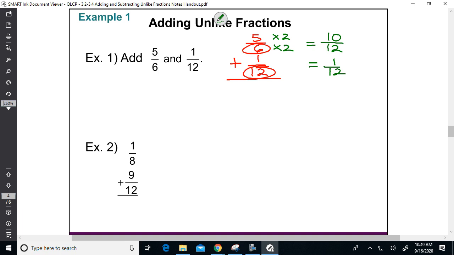Once the denominators are the same, then you can go ahead and add. 10 plus 1 is 11. The denominator stays the same. Remember, the denominator does not change. The denominator does not get touched. Once you make it the same, you don't touch them anymore. Question on first example?